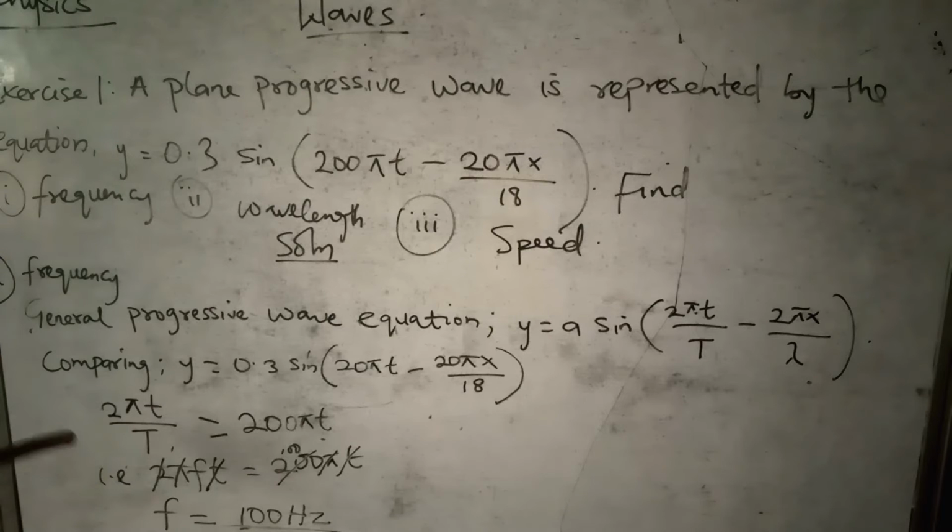Comparing, we have that 2πt over the period is equal to 200πt, and 2πft is equal to 200πt. Divide both sides by 2πt. We now have f equal to 100 Hz. So our frequency is 100 Hz.